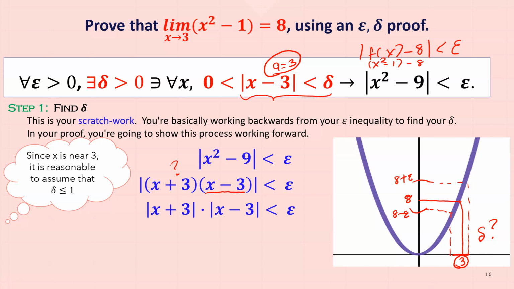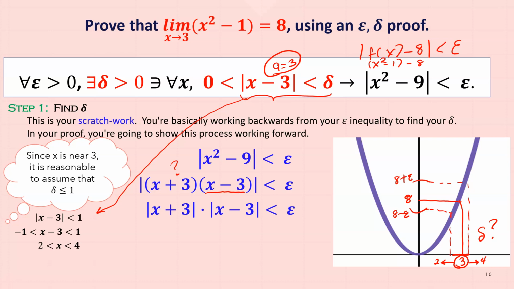So it's very reasonable here to assume that delta is a positive number less than 1. Now, when that is the case, then the absolute value of x minus 3 is less than 1, because the absolute value of x minus 3 needs to be less than delta. That means x minus 3 would have to be in between -1 and 1, or we can say that x is in between 2 and 4. Graphically, it will make sense to say whatever that neighborhood is, it is in between 2 and 4. That would be a reasonable neighborhood to look at, okay?